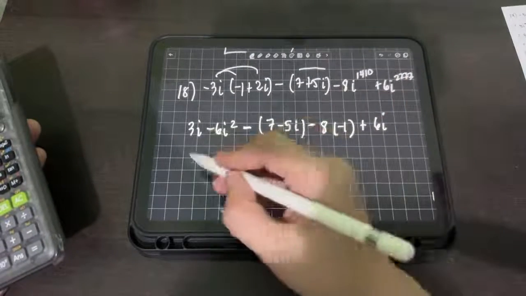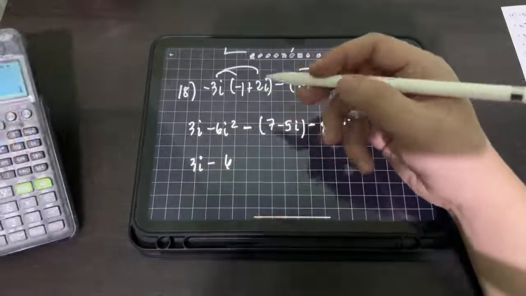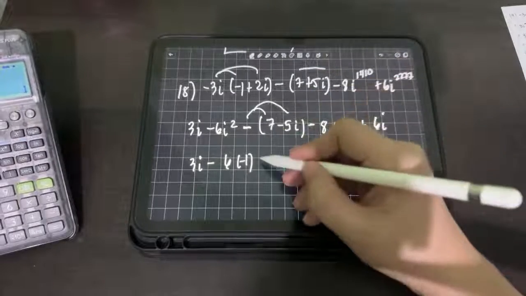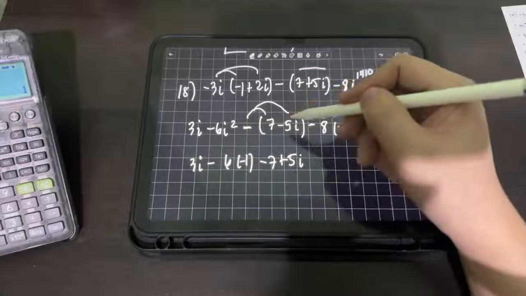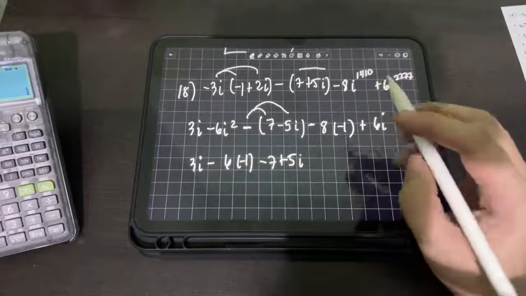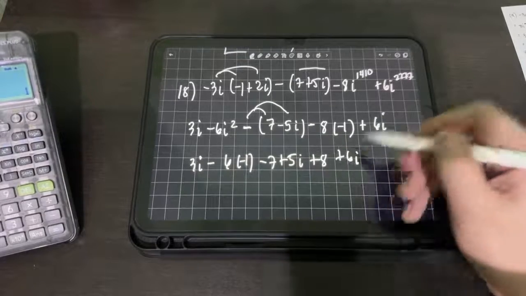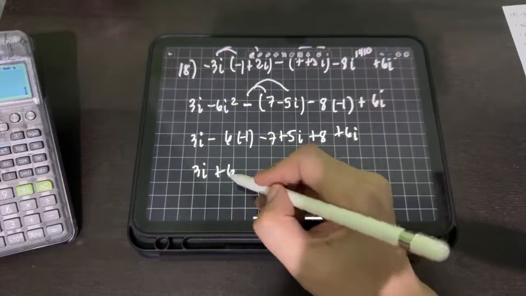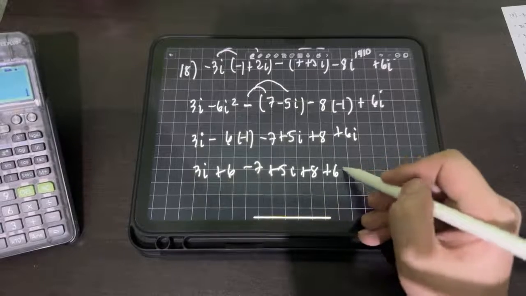Okay, let's simplify further. So, 3i minus 6 i squared, this i squared is equivalent to negative 1, right? Let's distribute this negative sign. We have negative 7 plus 5i. Negative times negative 5i, this will become positive 5i. Then negative 8 times negative 1, positive 8. Then copy 6i. So 3i, negative 6 times negative 1, positive 6, minus 7 plus 5i plus 8 plus 6i.